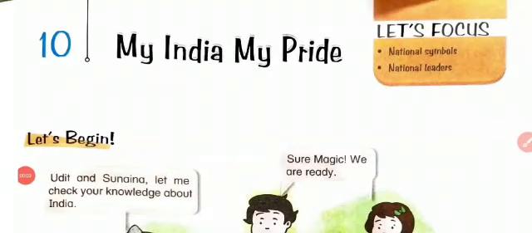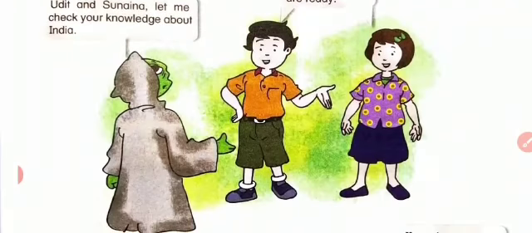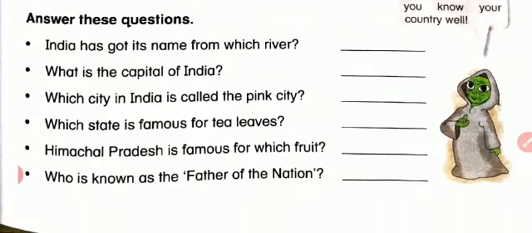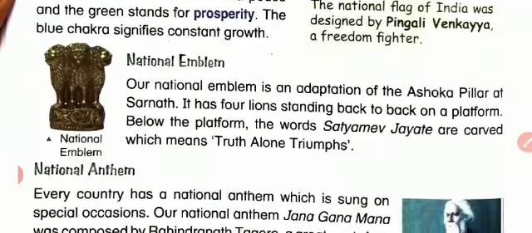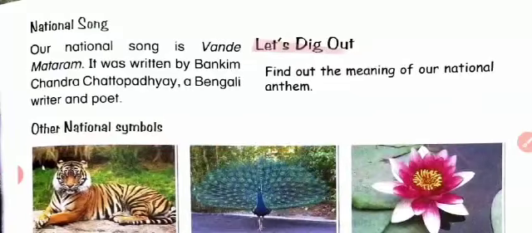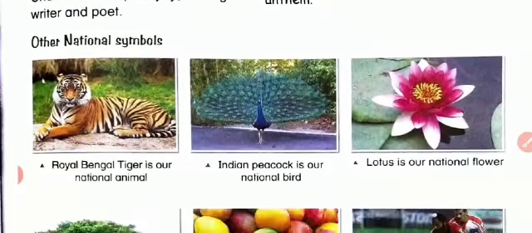So today we will study chapter 10 of our SST book, My India, My Pride. Till now we have studied the capital names, the Pink City, and the national symbols, that is the national flag, national emblem and national anthem, and also the national song. Now we will study the national symbols. That is the first one.